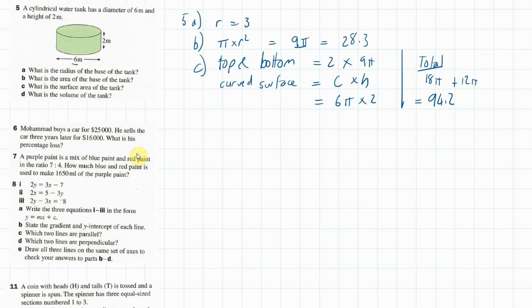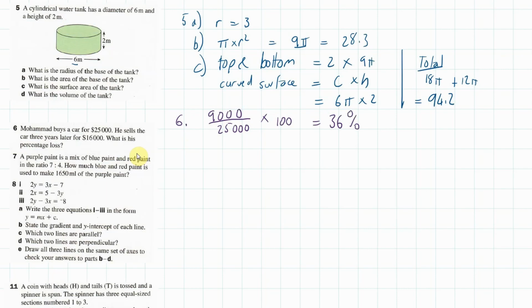Okay, now, Mohammed, the next one. Mohammed is buying a car and he sells it for a loss, and we've got to find the percentage loss. So for number 6, we're going to take his loss, which you can see he's lost, what is that, $9,000? So we take the loss, we put it over the amount that he bought the car for, and then we multiply that by 100. So what is that? 9,000 divided by 25,000, and we times that by 100. And this gives us 30, is that right? 36%? I think it's 36%.